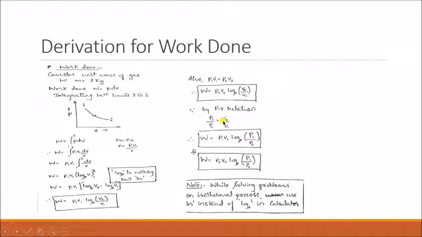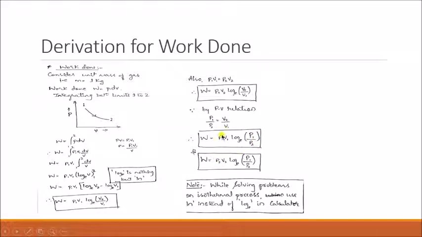Now, instead of using V2 by V1, I can use P1 by P2. How did I get this? From the equation P1 divided by P2, what remains is V2 by V1. Instead of writing in terms of volume, I have written it in terms of pressure. That is, W is equal to P1 V1 log of P1 by P2.